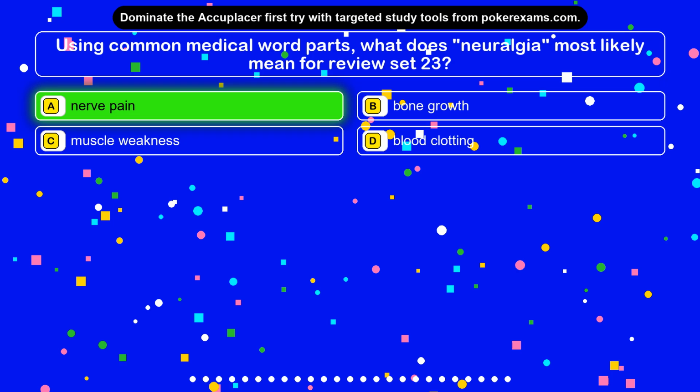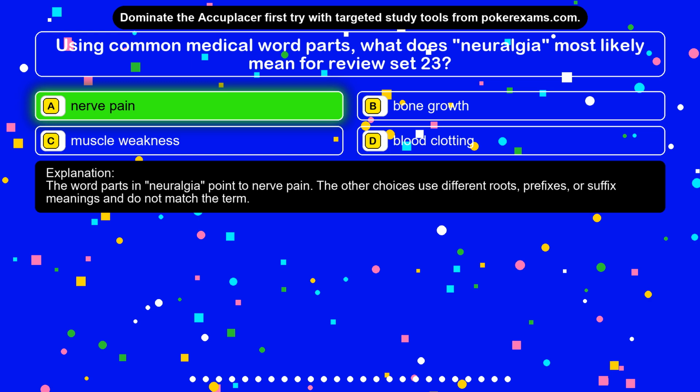The correct answer is option A, nerve pain. The word parts in neuralgia point to nerve pain. The other choices use different roots, prefixes, or suffix meanings and do not match the term.